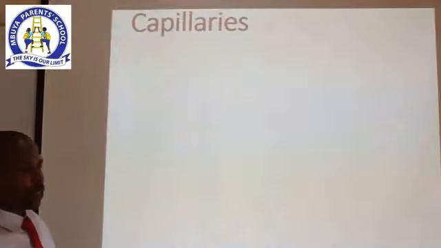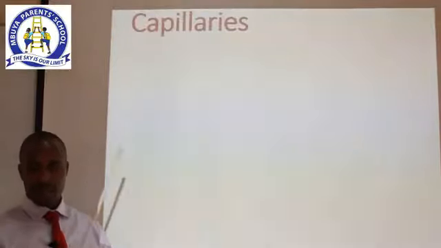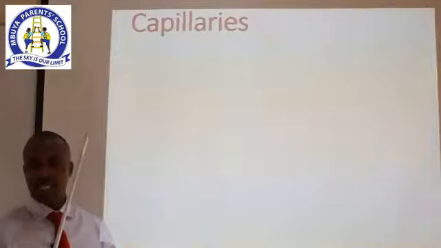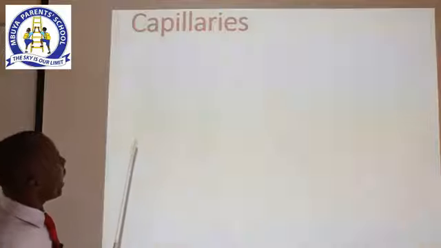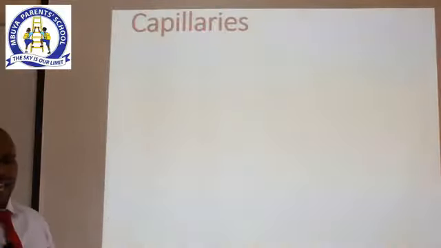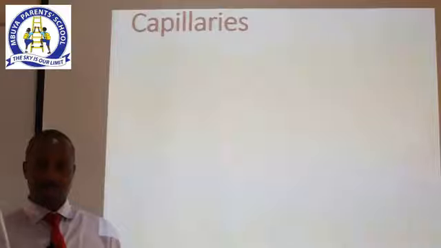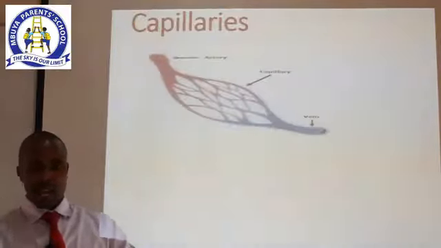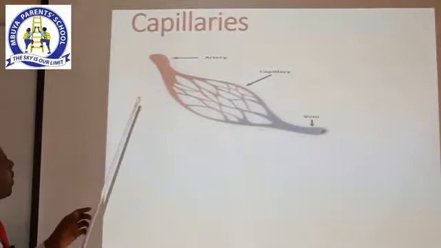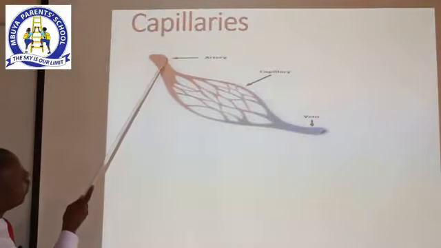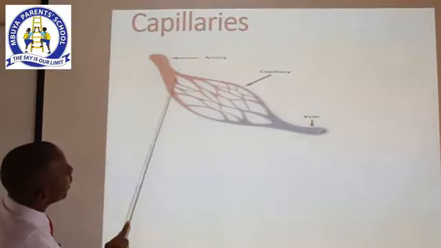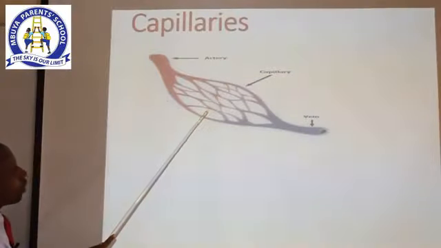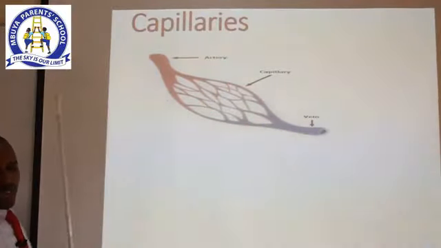Okay, after the comparison between the arteries and the veins, we are going to look at the third type of blood vessel, and those are capillaries. Capillaries are the smallest blood vessels. They are the ones that join the arteries and veins. If you look at this illustration, this one is an artery, this one is a vein. The one joining the two, these are what we call blood capillaries. They are very small.